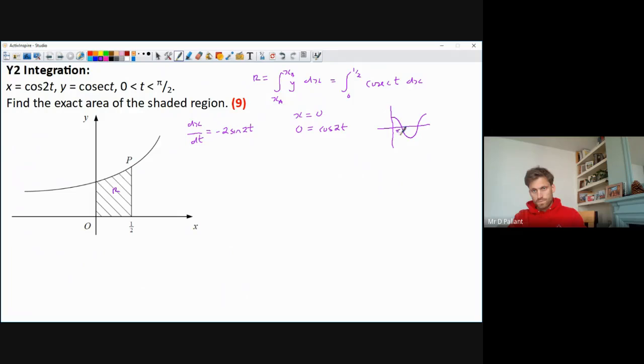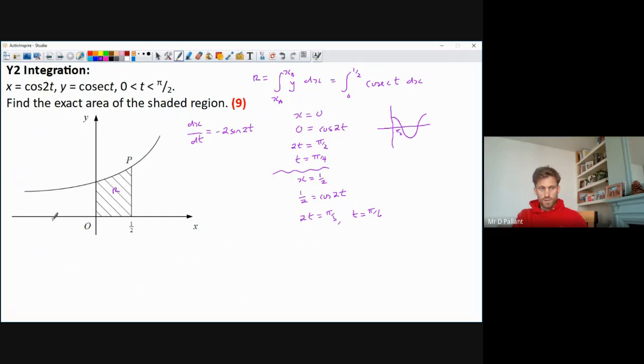That's pi on 2. So that occurs where 2t is pi on 2, and so t is pi on 4. So that's one of the limits. The other limit is x equals a half. So a half is cos 2t, and we know from the table that we get a half when the angle is pi on 3. So 2t is pi on 3, and so t is pi on 6.